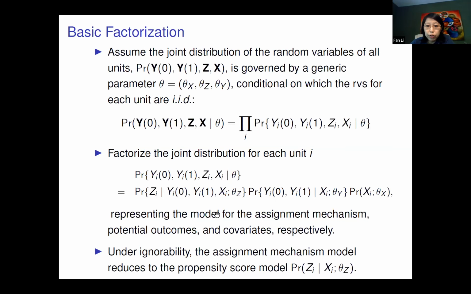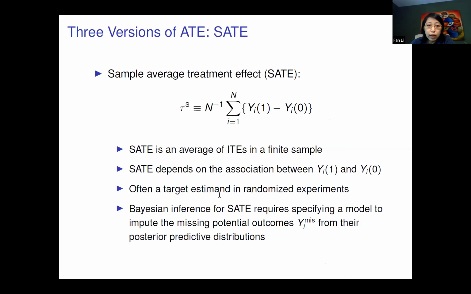Before I go further into how I'm going to do the analysis, we will talk about what kind of estimand we're really talking about. They turn out to be different versions. Remember, I mentioned the PATE, the population average treatment effect, right? But there are actually several versions of this average treatment effect. The first one is the so-called sample average treatment effect.